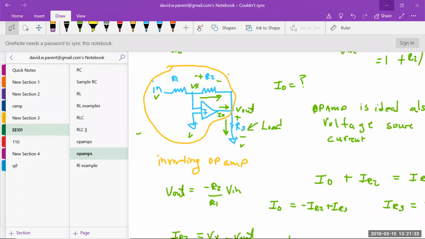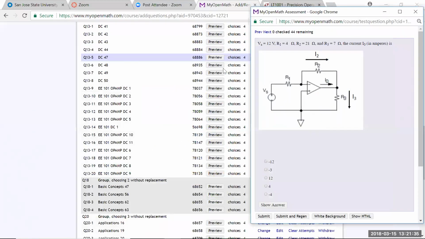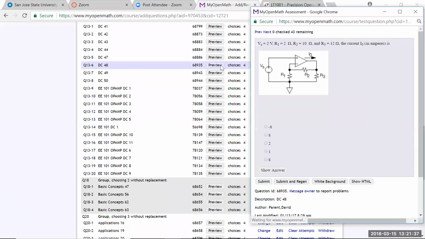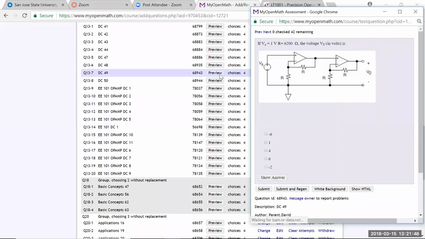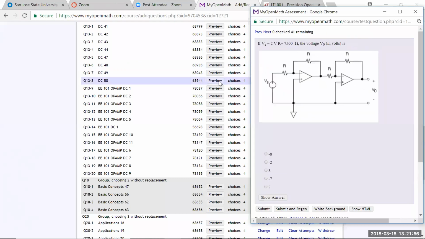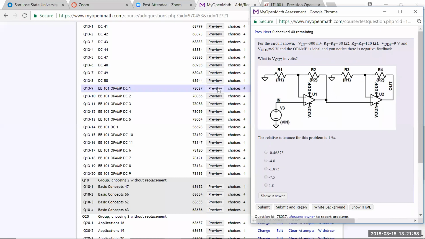Now let's just do some planning. This is almost the same problem, except it's a non-inverting, and it just looks funny. That's the chain, two non-invertings times each other. So we've kind of done that. That's two invertings times each other.